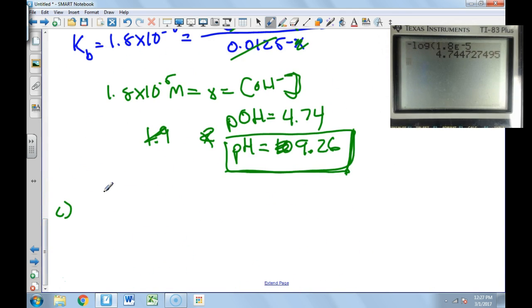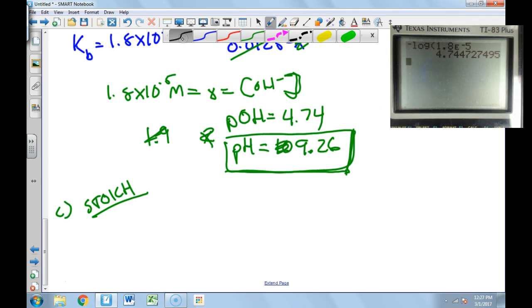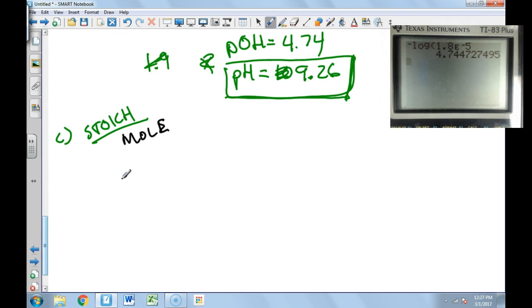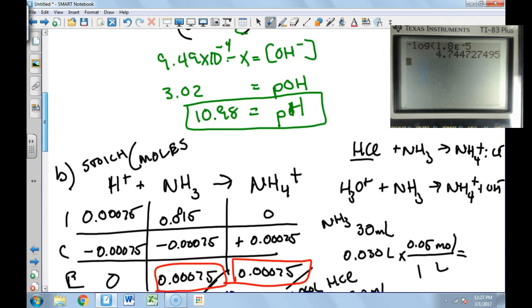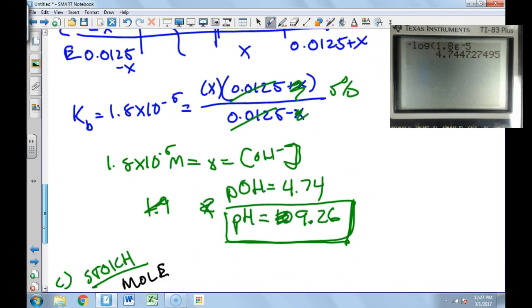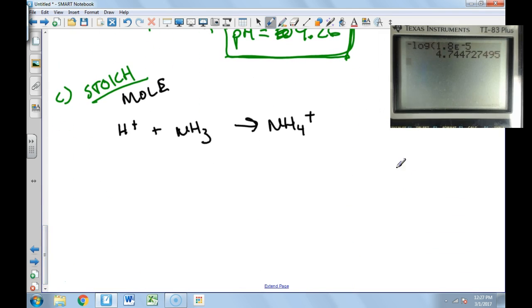So again, we're adding 59 milliliters, so that's our stoich step. Okay. And in order to do stoich, remember that, I'll go back to black here, this needs to be done in moles. And so our stoichiometry step should be the same as our first one. So we're going to have H plus NH3 reacts to form the base NH4 plus. And any of these will work as well. Okay, but it's always the acid plus the base. Okay, so now we need to convert to moles.